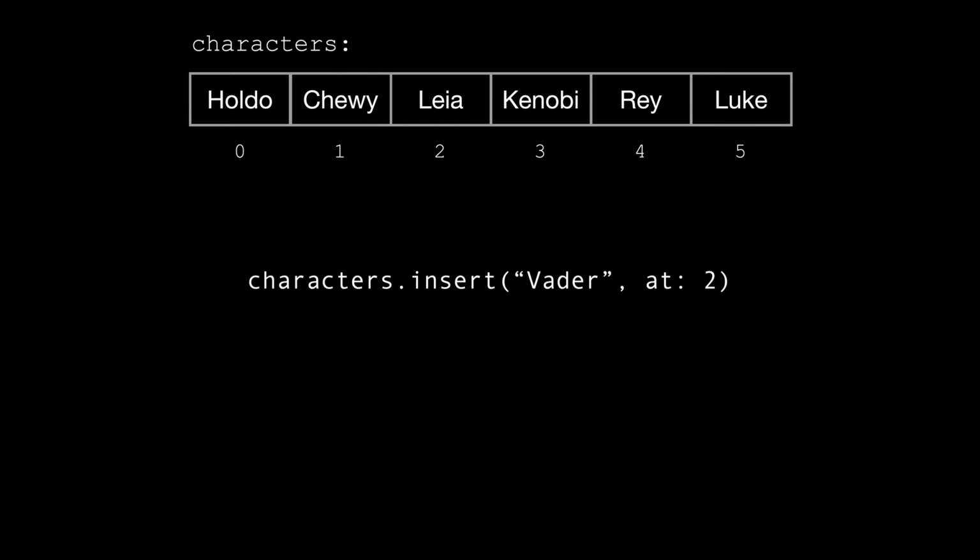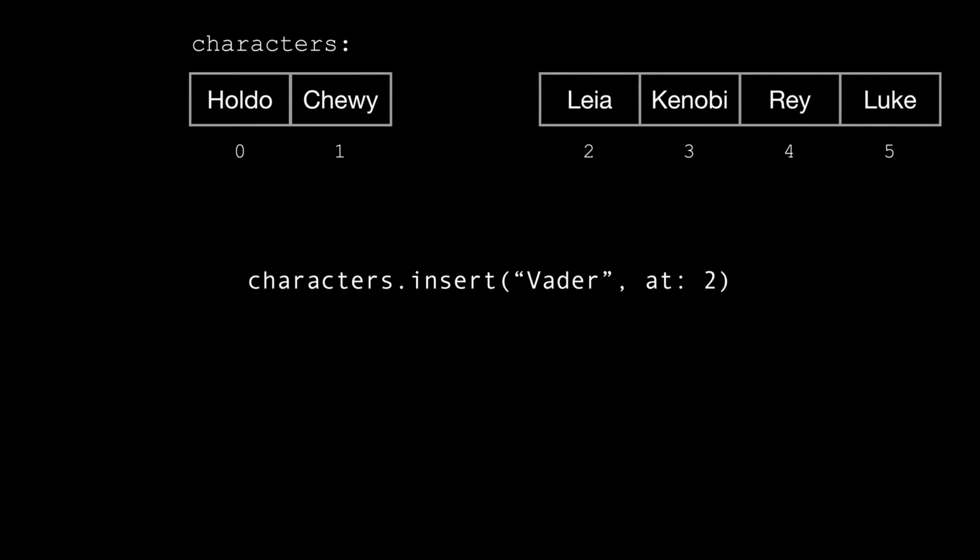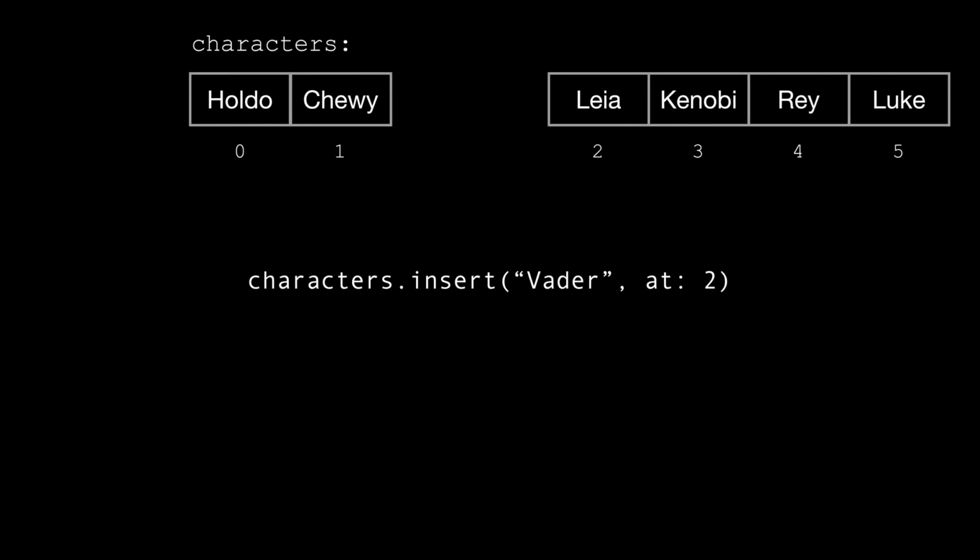So what's going to happen here is we're going to have to split this array apart to make room for a new index 2. So we're going to split it up after Holdo and Chewie. We're going to split it up so that Leia, Kenobi, Rey, and Luke move apart, and we can insert a new element into the index 2.